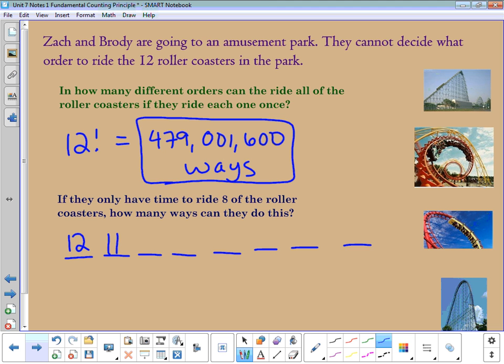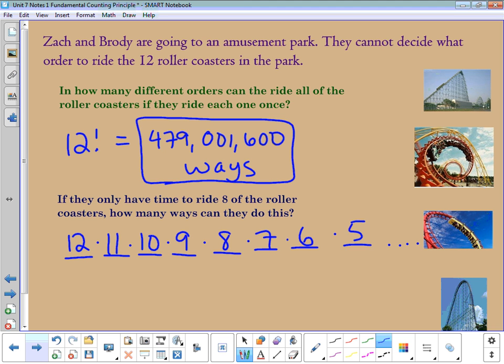Once they ride that one, then there's only 10, then there would only be 9, then 8, then 7, then 6, then 5. And I'm going to stop there because they're not going to ride the last 4 roller coasters. There's going to be 4 roller coasters in the park that they don't ride. So we don't want to factor those in because they're not going to be ridden. So I'm going to multiply 12 all the way down to 5 and stop there.